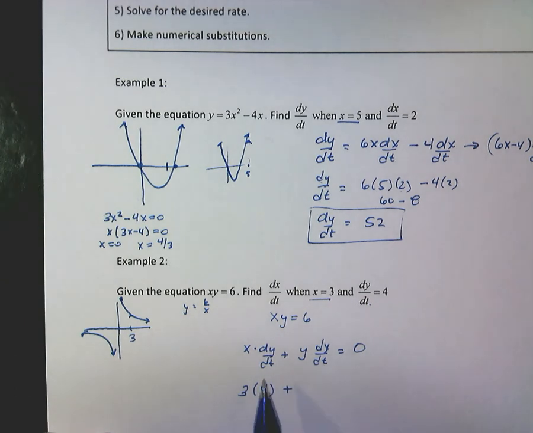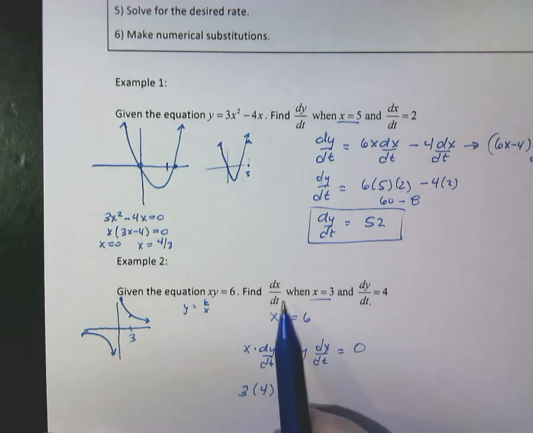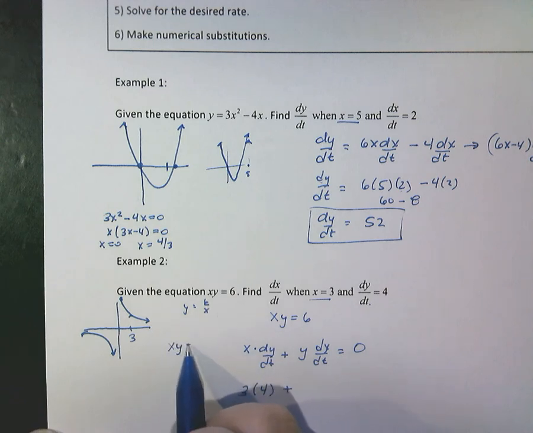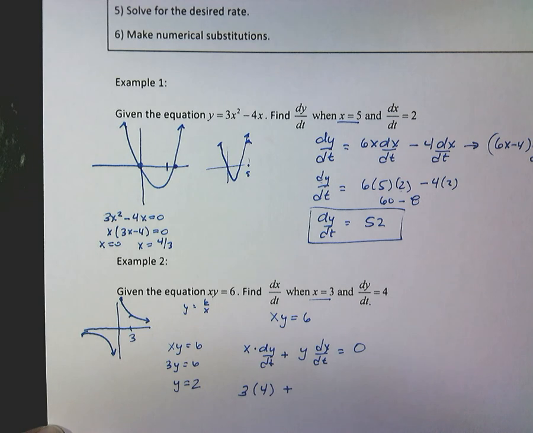Well, it doesn't give me y, and I need that. I need to find dx/dt. It doesn't give me y. So what I need to do is go back up here. If xy equals 6, I know x is equal to 3, and I could solve for y. So sometimes every bit of information you need is not apparent. You might have to find it.